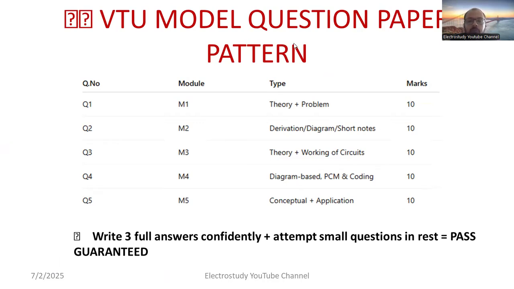The VTU model question paper suggests theory and problem from module 1, which carries 10 marks. In module 2, derivation and diagram, which carries 10 marks. Then the theory and working of the circuit from module 3 carries 10 marks. Then diagram based PCM coding carries 10 marks, and conceptual carries 10 marks. At least if you clear 10 marks from each module, you will be clearing the subject.